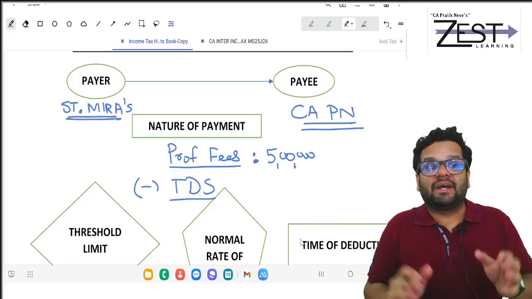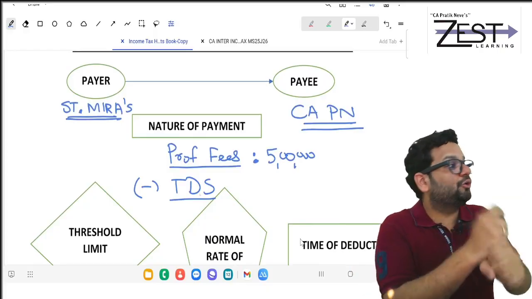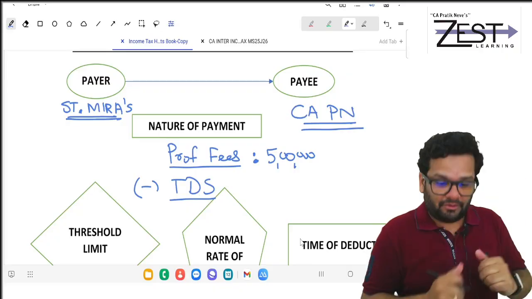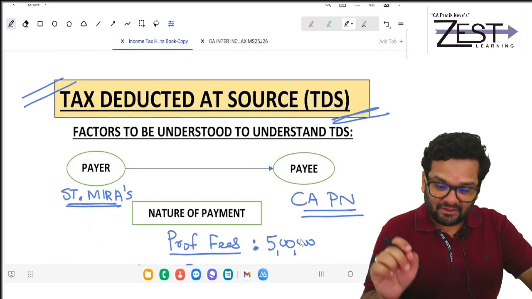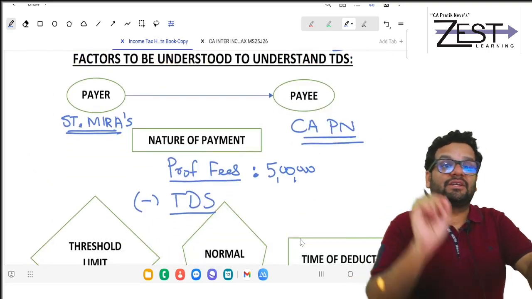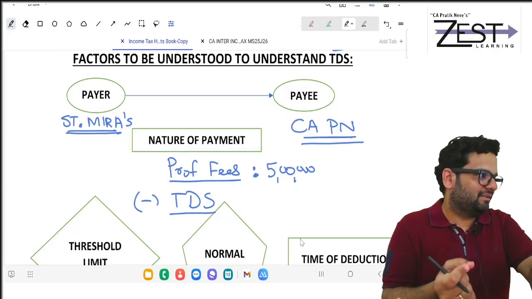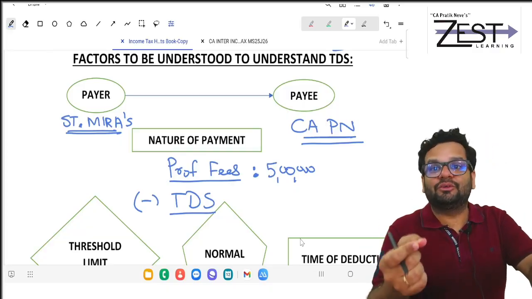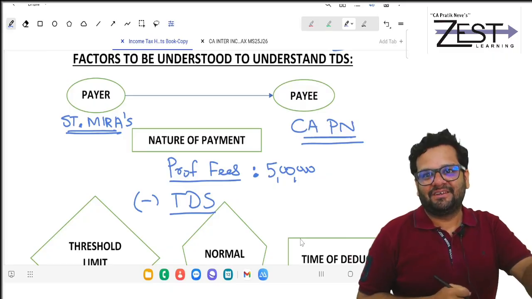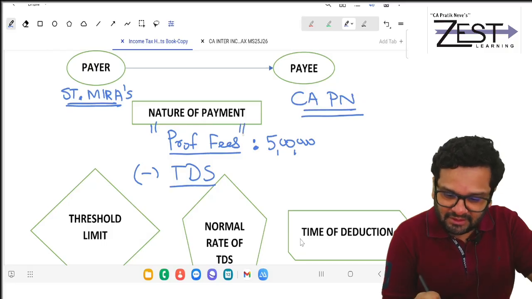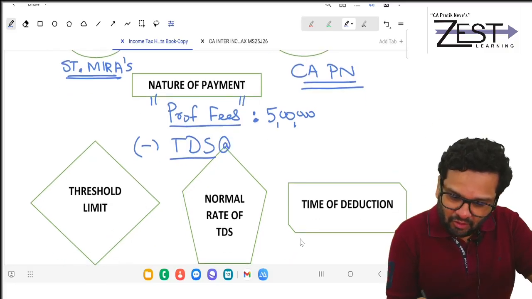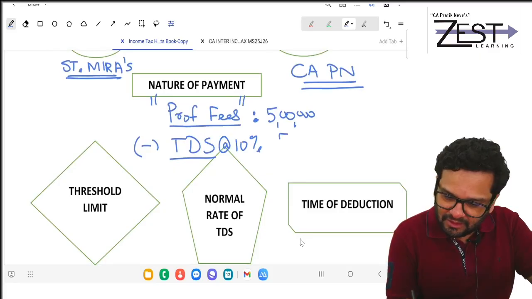They will do TDS at what percent? Who told you this percent? I told. Who told me the percent? So the point is, section 194J told me. So now you have to know the source of that percentage. Which fees it is, which nature of payment it is, professional fees, on which TDS was at 10%.